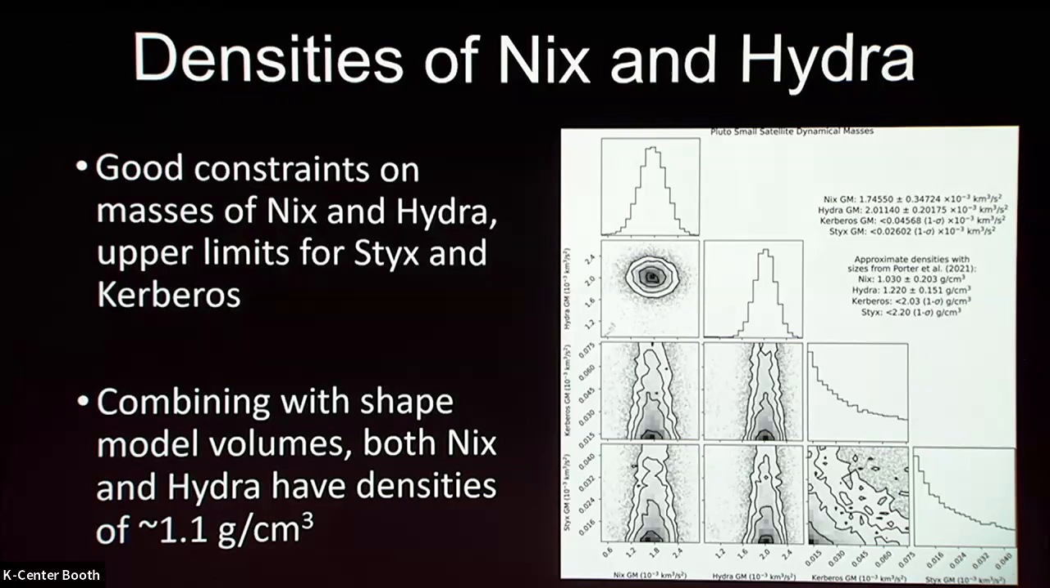We were only really able to get rough constraints for Styx and Kerberos, and improving that is only going to take more observations over time as we get longer arcs. But it's probably going to be easier to constrain Kerberos than Styx, just because Kerberos is between the 2 larger ones. So you'll be able to get an upper limit, but also a lower limit, because eventually you'll start to see the effects of Kerberos on Nix.